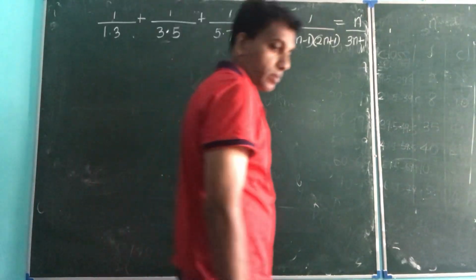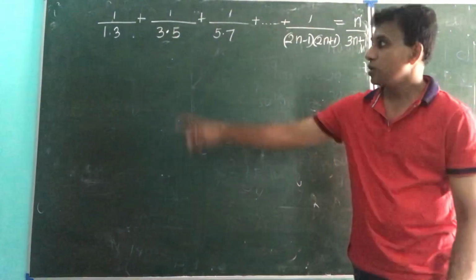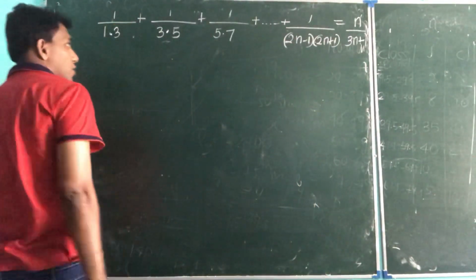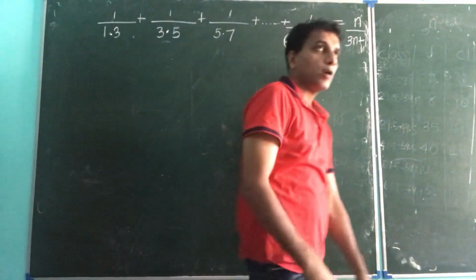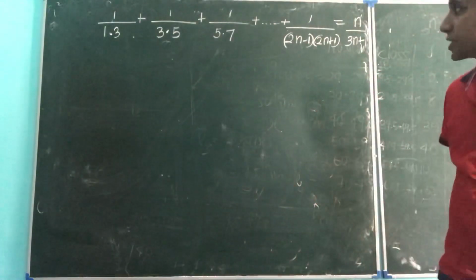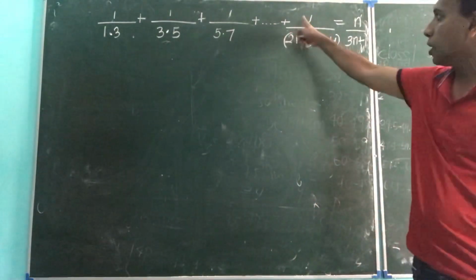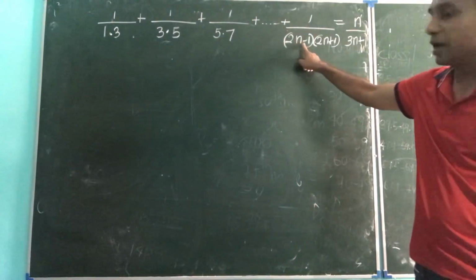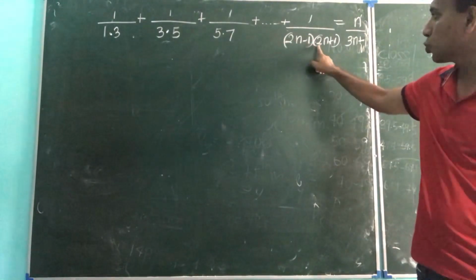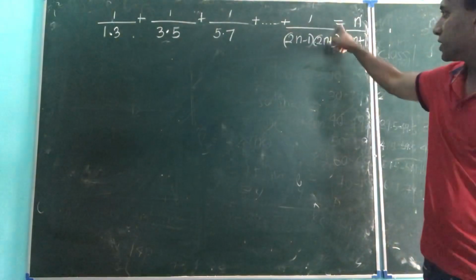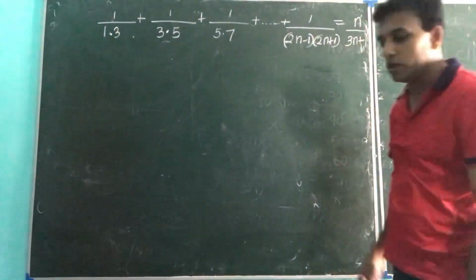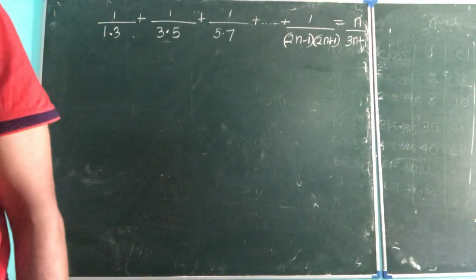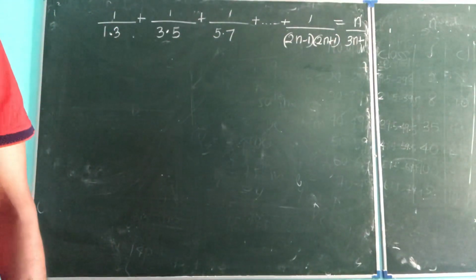Okay, next problem in induction. 1 over 1 into 3 plus 1 over 3 into 5 plus 1 over 5 into 7 and so on, up to the last nth term 1 over (2n minus 1) into (2n plus 1), which is equal to n over (3n plus 1). Show this by the mathematical induction method.